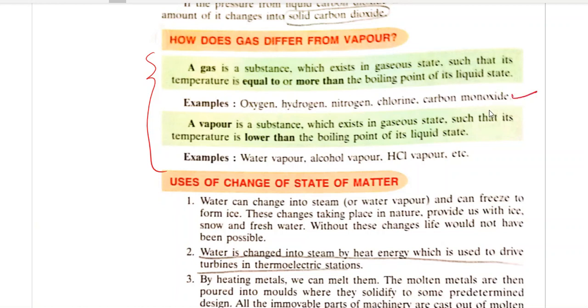These gases generally exist in gaseous state at room temperature, but vapor is a substance which exists in gaseous state when they are basically evaporated from room temperature. Okay, so its temperature is lower than the boiling point of the liquid state. Water's boiling point is 100 degrees Celsius, and below 100 degrees Celsius, if you find the gaseous state of water, you call it water vapor or alcohol vapor or HCl vapor, the same thing.